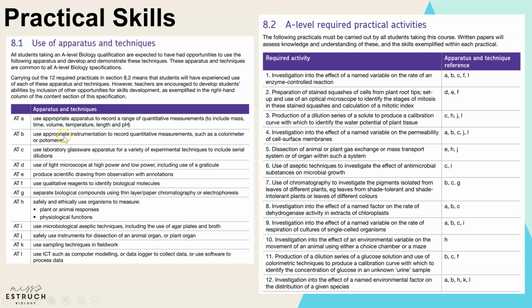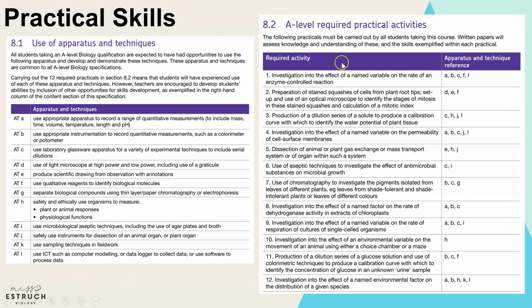Or it could be you need to know how to use the appropriate instruments to record quantitative measurements such as a colorimeter and potometer. So there isn't a single required practical which is saying the use of a colorimeter. There is one where you do have to use a colorimeter, which is number 11, and there isn't one linked directly to potometers. But what this is telling you is you could be assessed on the method or the reasoning of why you would use these pieces of equipment, and so on. You can have a read through the rest.